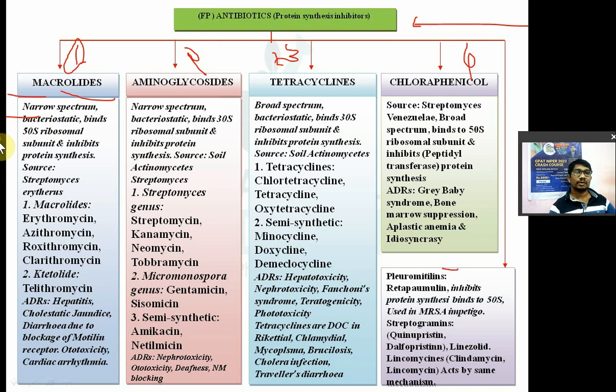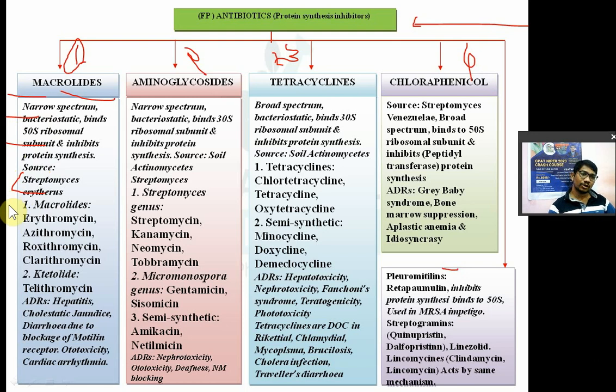They bind with the 50S ribosomal subunit and inhibit protein synthesis. Now what is the source of this macrolide antibiotic? ये कहाँ से आता है? So macrolide antibiotics like erythromycin are obtained from Streptomyces erythreus. Streptomyces erythreus, that is the source.